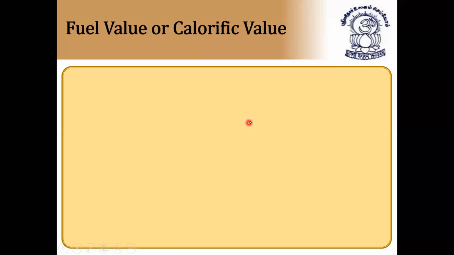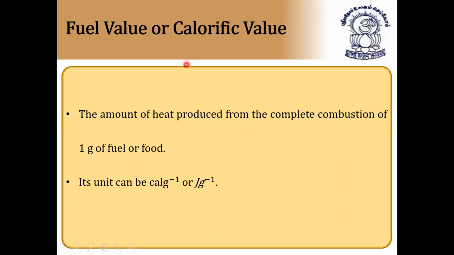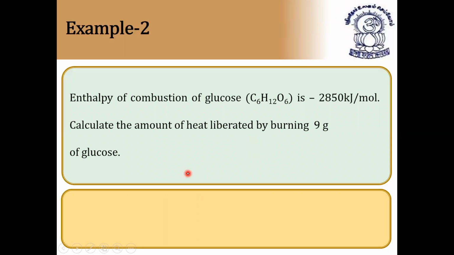Next, fuel value or calorific value. The amount of heat produced from the complete combustion of 1 gram of fuel or food is called fuel value. So when you burn 1 gram of fuel or food, whatever the amount of heat produced is called the calorific value or fuel value. Its unit can be calories per gram or joules per gram. So we know the calorific value of a fuel. The higher the calorific value of the fuel, the higher is the rate of combustion. So easily it will give out heat, easily it is burnt. Let us see an example now.